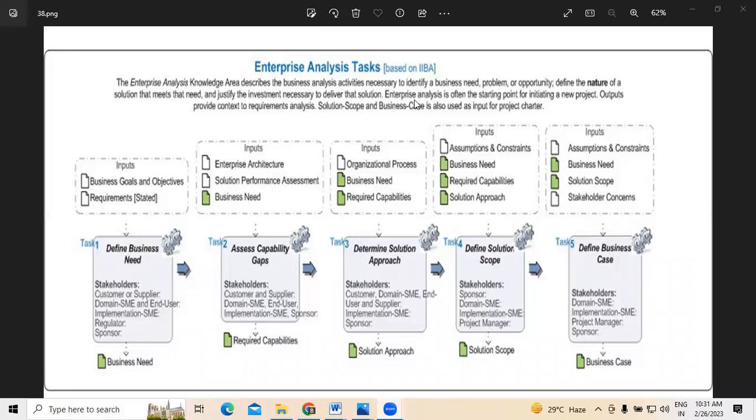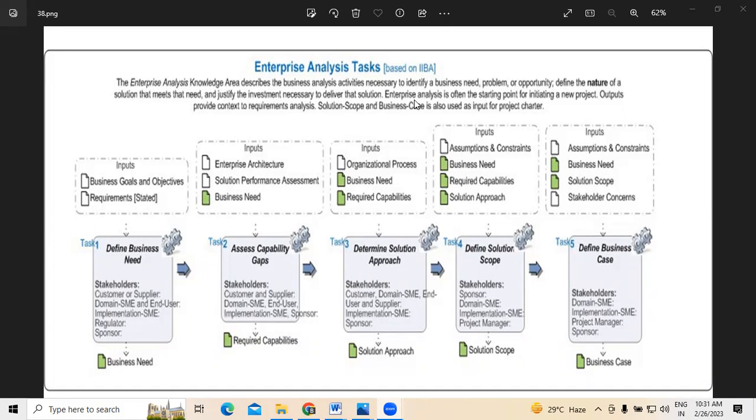Next, you need to determine the solution approach. Please do remember, here you are not providing a solution, but you need to determine the solution approach. What solutions are we going to consider? What solutions do you need to understand? And how should the solution be given? Meaning, what approach are you going to follow? That has to be done under the third phase under enterprise analysis.